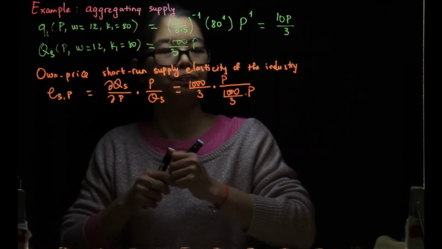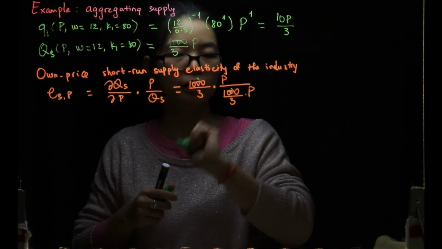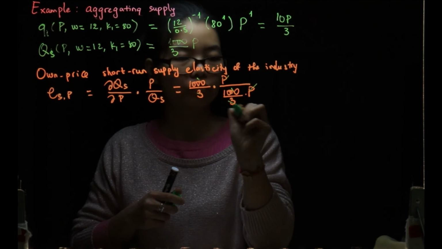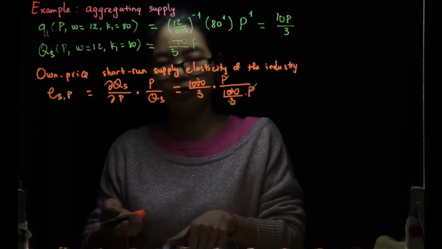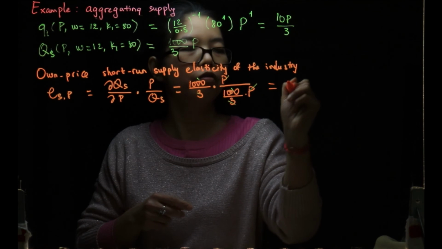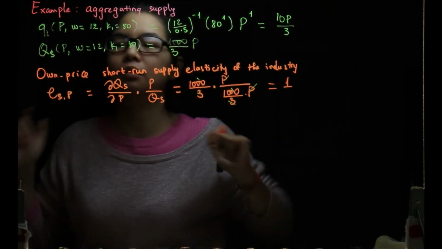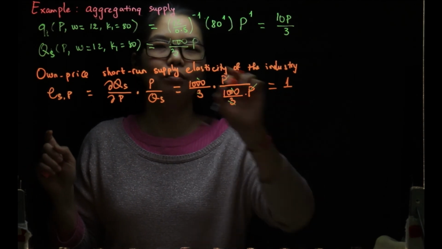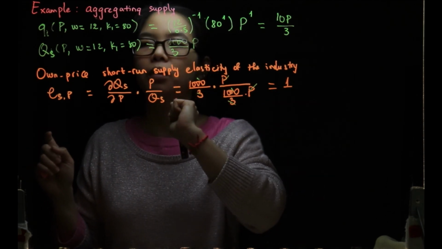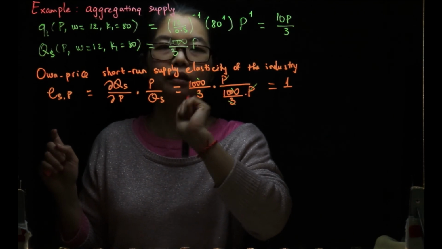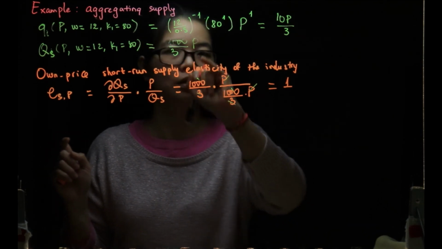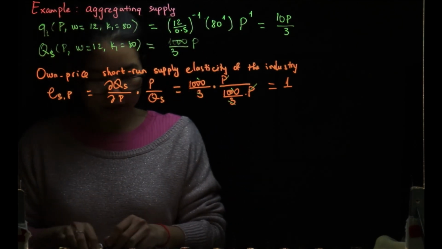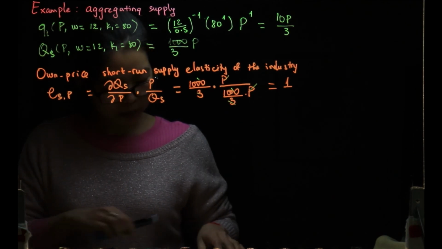Now let's simplify. 1000 gone. P is gone. 3 here, 3 here. Everything simplified. At the end we have 1. So that's the own price elasticity. You may have guessed this result already by looking at the functional form of the industry supply now. Just a linear function with 1P over there. Alright?